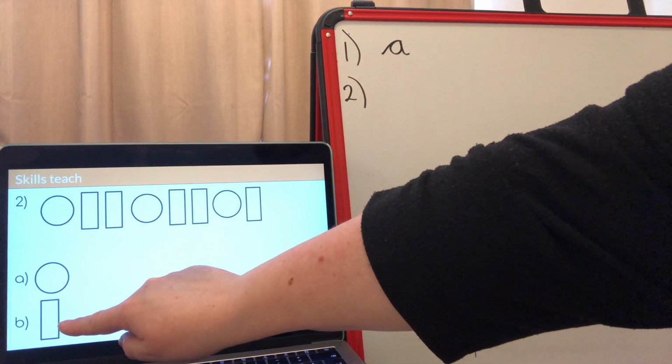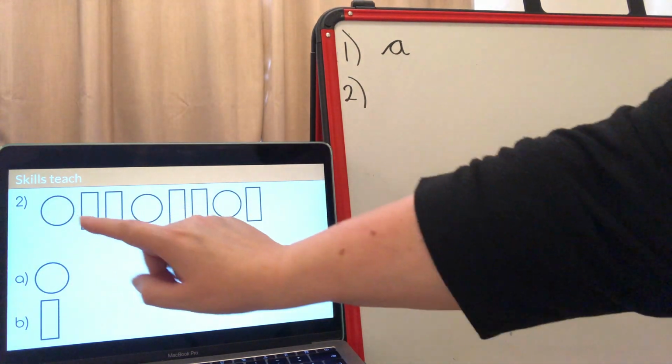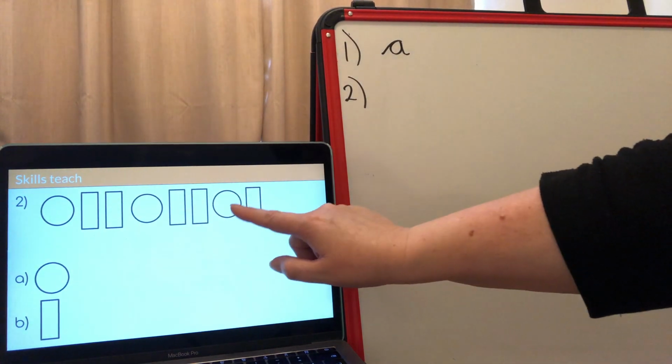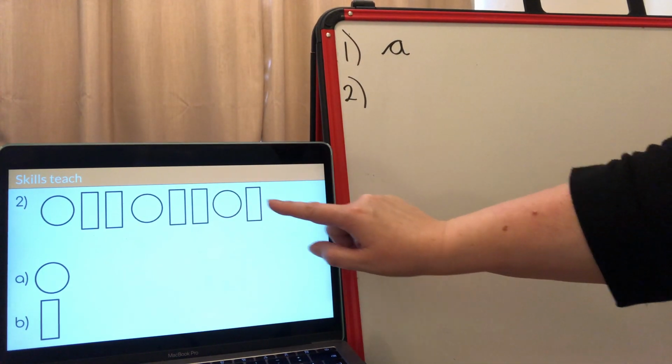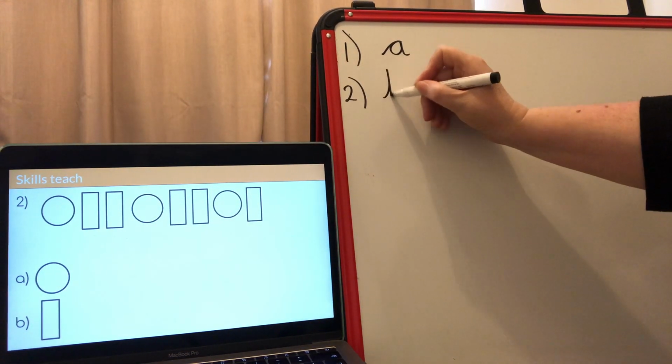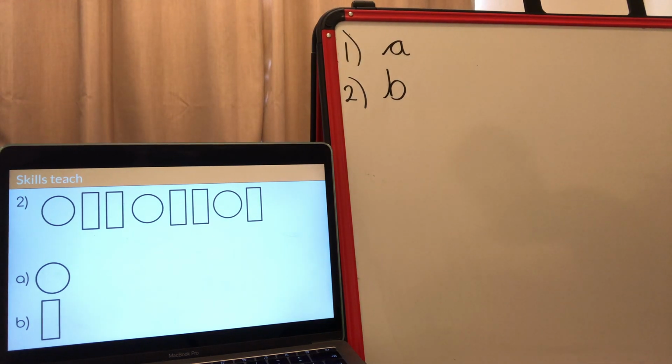I think it's going to be B, because we've got 1 circle and 2 oblongs. 1 circle, 2 oblongs. There should be 2 oblongs and there's only 1, so it's going to be B for the oblong to come next in that pattern.